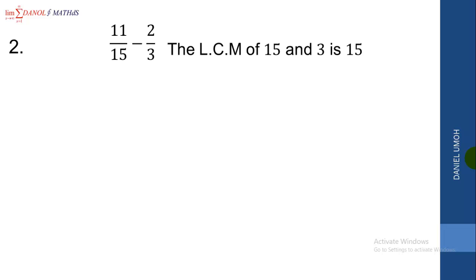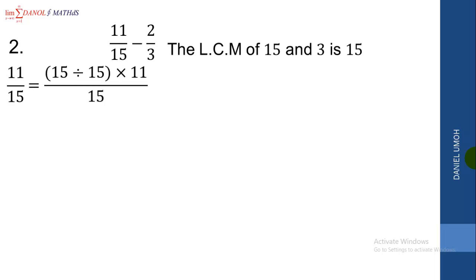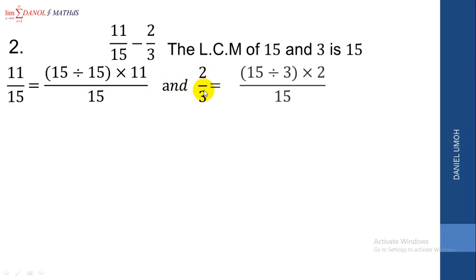Now, we have to convert the first one, 11 over 15, to an equivalent form with the same denominator of 15. Of course, we are going to say 15 divided by 15. See what we did here? The LCM 15 divided by this 15, right? Then times 11. So we got this. And this 2 over 3 is equal to, we said this LCM 15 divided by 3, the denominator, then times 2 to get this. All over 15.